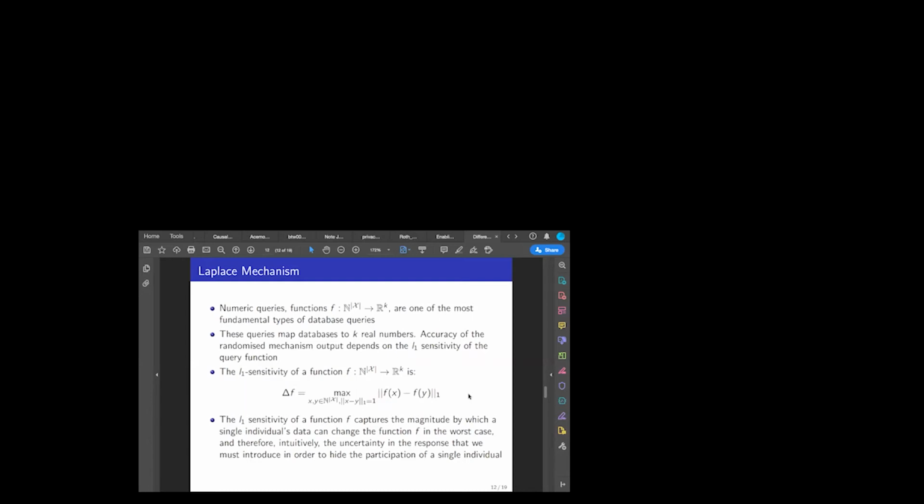in order to hide an individual's contribution to the database. So the L1 sensitivity of a function f captures the magnitude by which a single individual's data can change the function f in the worst case, and therefore, intuitively, the uncertainty in the response that we must introduce in order to hide the participation of a single individual.